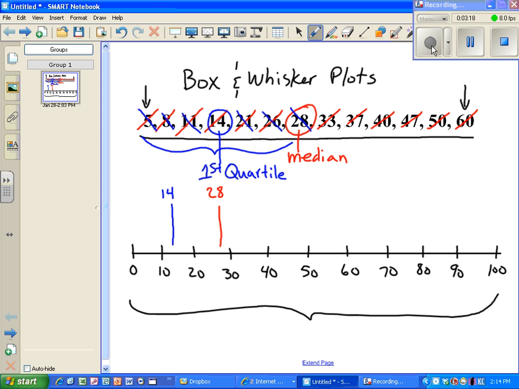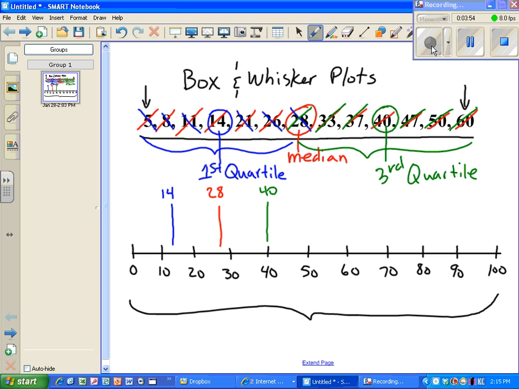Now we're going to do the same thing for the upper half. Let's cut it in half and see where the middle point of that section is. So I'm going to cross off 28, 60, 33, 50, 37, 47. And I end up with 40 as my third quartile. The median could be called the second quartile, but nobody usually uses that terminology. I'm going to find 40 on my number line, and it happens to be at 40 exact. I'm going to draw that up here. Okay, there's my 3 quartiles.